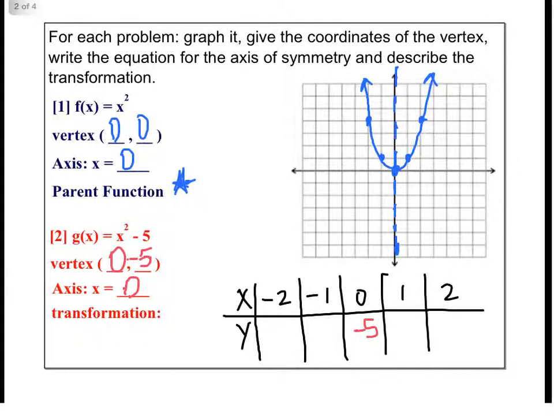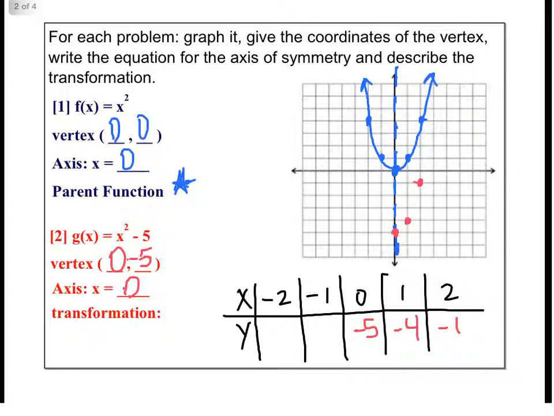I'm going to plug 1 in next. 1 squared minus 5 is 1 minus 5, which is negative 4. If I plug 2 in, I get 2 squared minus 5, which is 4 minus 5, which is negative 1. So I'm going to start by plotting those, and then I'm going to reflect the other points over. So 0, negative 5, 1, negative 4, 2, negative 1.